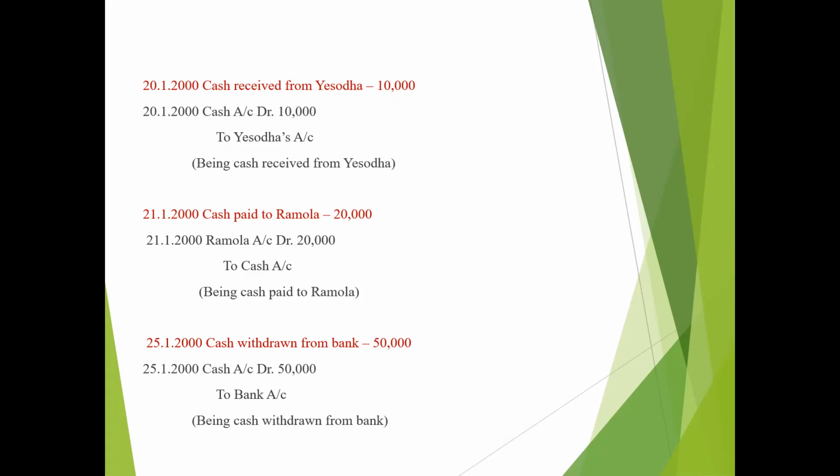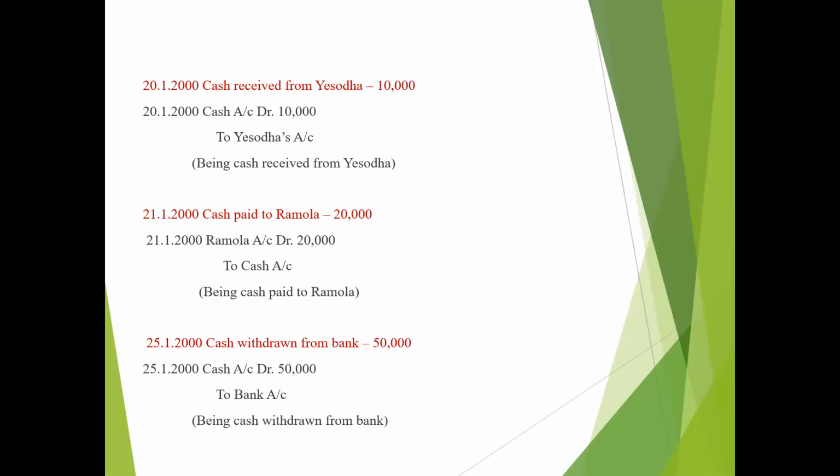Cash account is a real account. The rule applied is credit what goes out. Here what goes out? Cash goes out. So automatically cash account is credited. So Ramola account debit to cash account. Ramola account debit means the rule applied is debit the receiver. Cash account credit means the rule applied is credit what goes out. So automatically the entry will be Ramola account debit to cash account, being cash paid to Ramola. That is the narration. So the last entry is cash withdrawn.